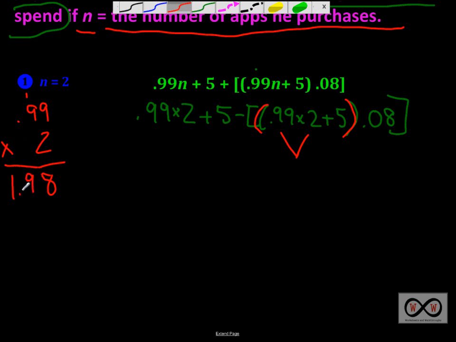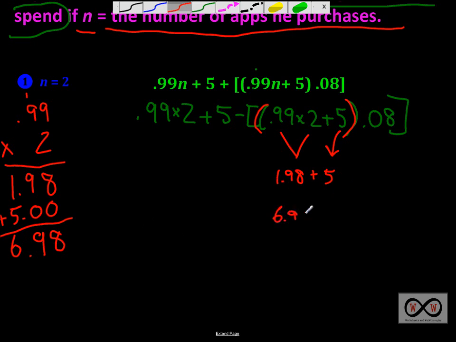So you're probably thinking that would be $1.98 for 2 apps. And that would be exactly correct, $1.98. Then we have to add on this part. Move that down here. So we have $1.98 plus 5. And add that up. It's 5 whole dollars. So 8 plus 0 would be 8, 9 plus 0, and that would be 6. So now we're looking at $6.98.